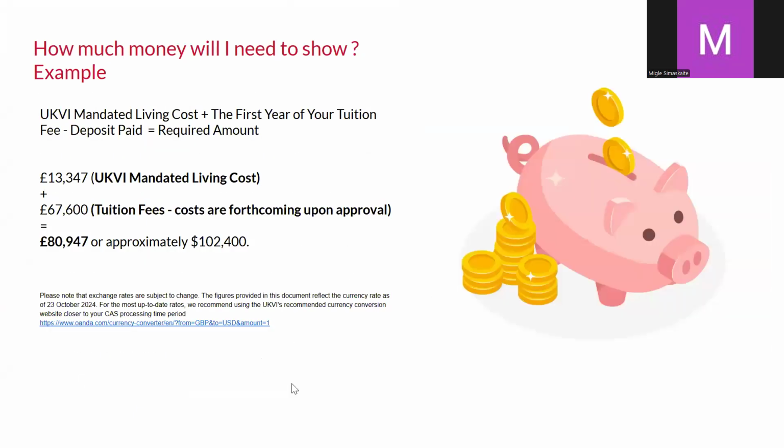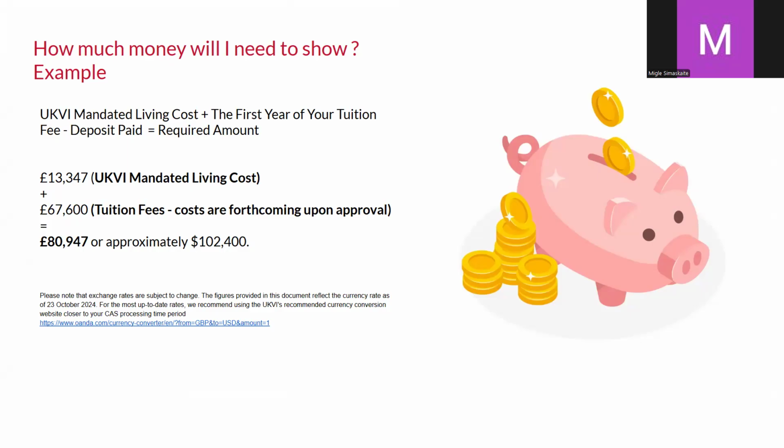So here actually is an example of how you can calculate the total amount you must show. So for London scholars, the program total amount would be 82,000, and this amount you must be holding in your account for at least 28 consecutive days, plus the maintenance fee of 13,347 that we discussed in the previous slide, minus any deposit that you've made.